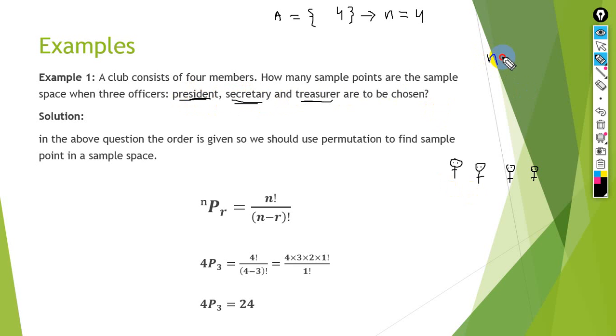So we can say n is equal to 4 and r is equal to 3. We want to select 3 persons from this.